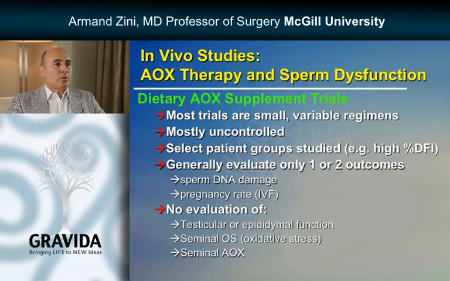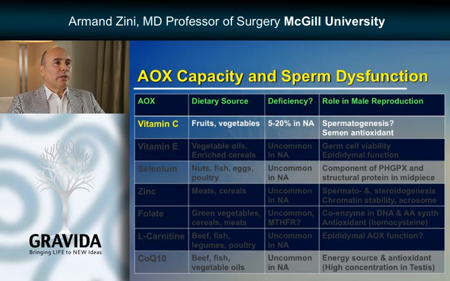When we look at the trials on dietary antioxidant supplements, we have to recognize that most of these trials are small, using variable regimens or combinations, mostly uncontrolled studies with very different patient groups. And we don't have any good mechanistic evidence as to the role of antioxidants in oxidative stress, because a lot of these studies have not evaluated some of the specific markers we'd like to look at. So let's start looking at some of the antioxidants that have shown a role in sperm dysfunction and potential beneficial effect in men who present for infertility.